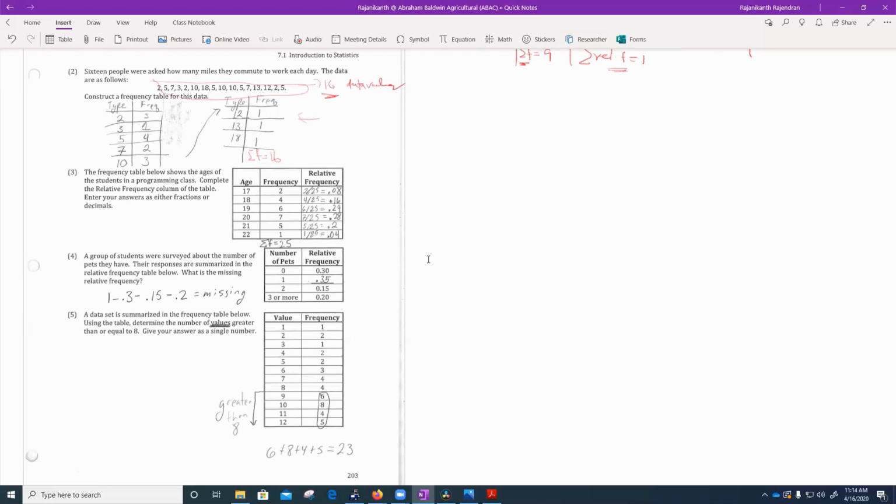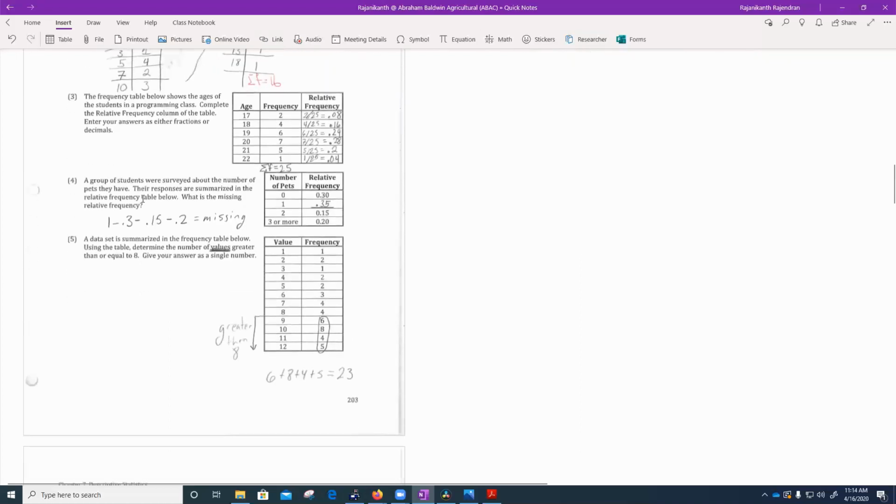Okay, that's nice. So the next one, the frequency table below shows the age of the students in the programming class. Complete the relative frequency. So you are given basically a frequency table, but you are asked to find the relative frequency column you need to fill out. So we don't know how to do.